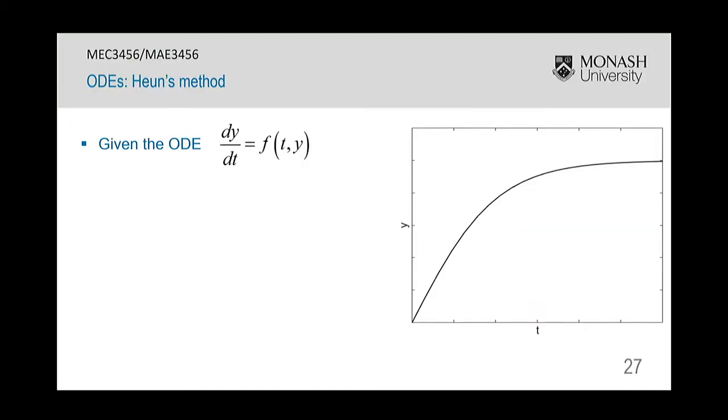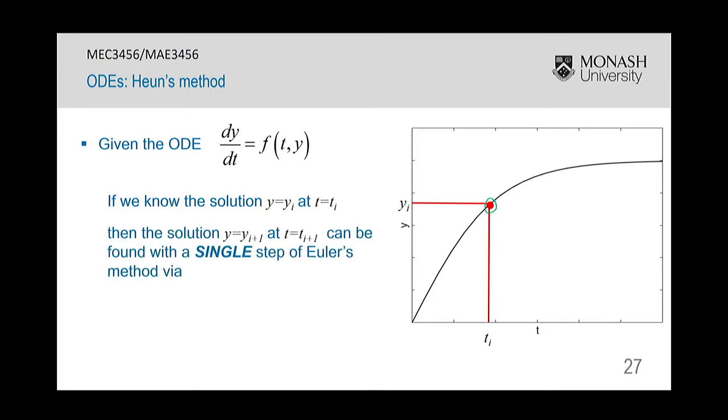So we start off with the generic ODE, dy/dt is equal to some function of t and y, and the solution is represented in that figure on the right hand side. If we know the solution y is equal to yi when the time is equal to ti, that's the red point just there, then the solution y equal to yi plus 1 at t equal to ti plus 1 can be found with a single step of Euler's method via the following equations.